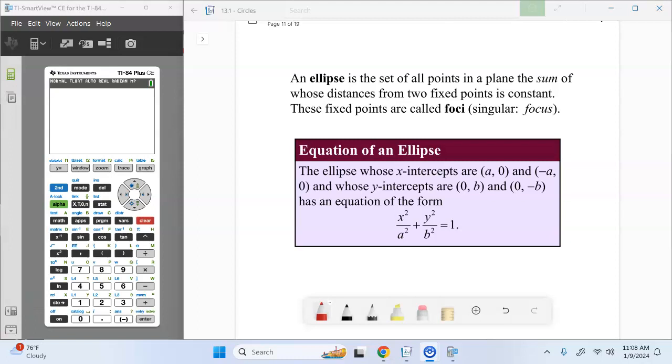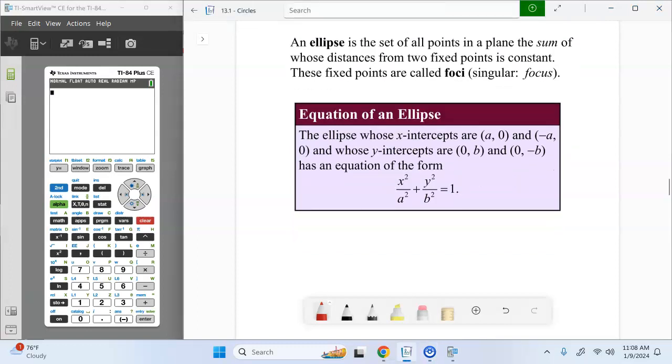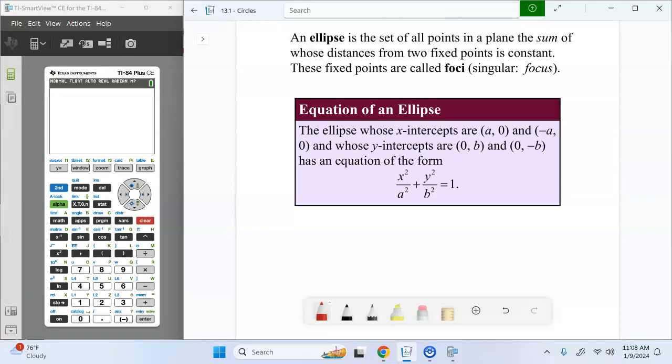So we're moving into our next conic section, our ellipses. Geometrically, the ellipse is a set of all points in a plane where the sum of the distance from two fixed points is always going to be the same. Those fixed points, we call them foci.